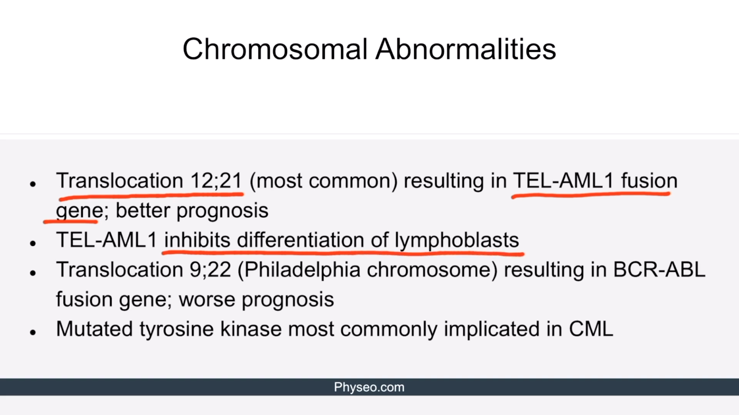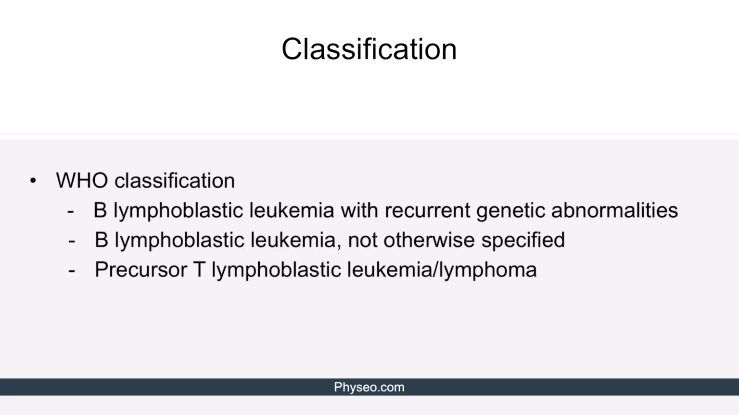On the other hand, ALL can be caused by a translocation between chromosomes 9 and 22, which results in the Philadelphia chromosome with the BCR-ABL fusion gene. ALL accompanied by this mutation has a worse prognosis. The BCR-ABL gene codes for a mutated tyrosine kinase and is most commonly implicated in the pathogenesis of chronic myelogenous leukemia, or CML. All right, now let's talk about the classification of ALL.